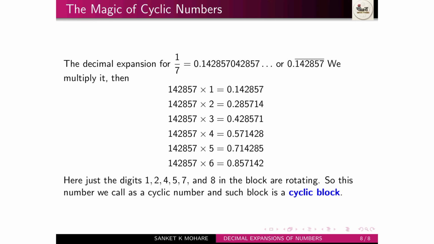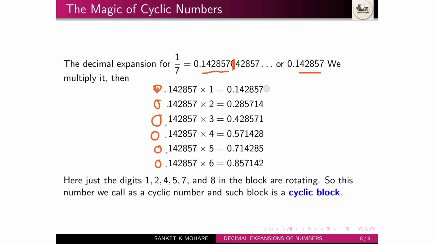Next, the magic of cyclic numbers. Decimal expansion of 1 by 7 is 0.142857, and so on. So a block of 6 digits starts repeating. If we multiply it by 1, 2, 3, 4, 5, 6, then what will happen?